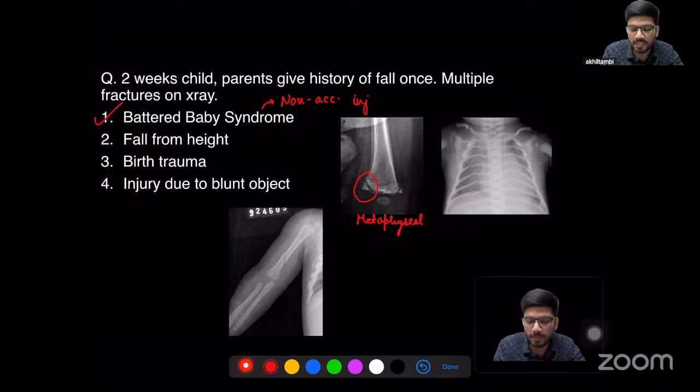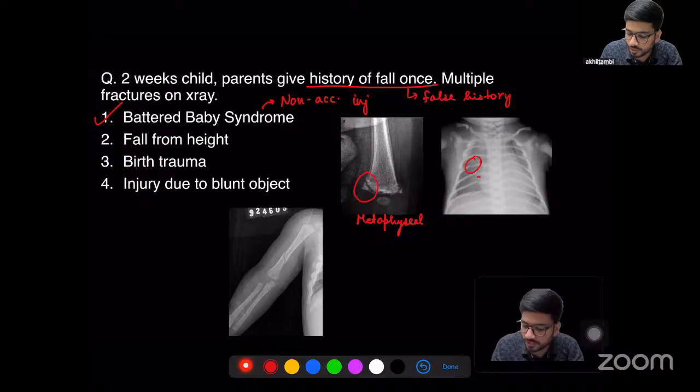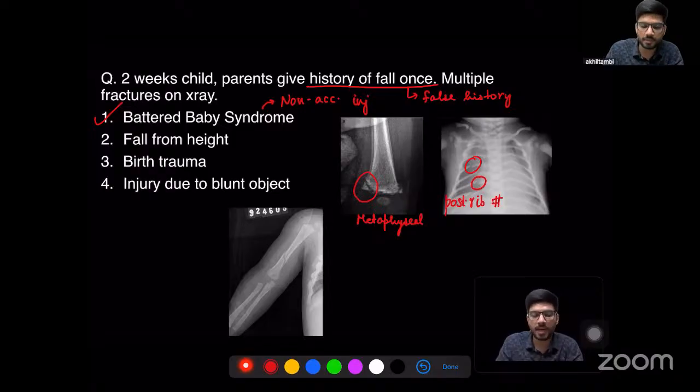So parents are giving a history of falls. That is a false history. Parents will give a false history, and they are beating the child. Shaken baby syndrome is also known as battered baby syndrome. When they hold the child and shake the child, what will happen is rib fractures. You can see multiple rib fractures in this. Posterior rib fractures will be very prominent in this condition. So this is battered baby syndrome, or you can call it shaken baby syndrome.